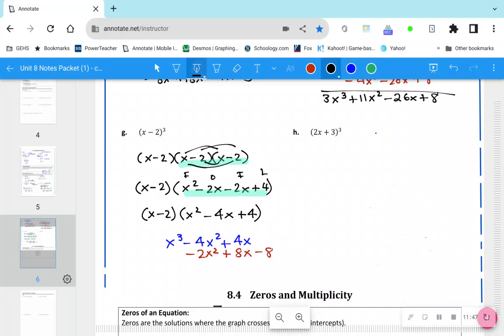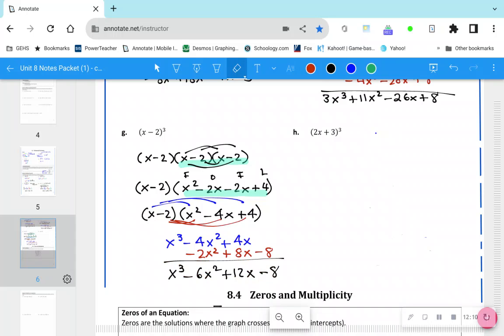Let me color code this so you know where I got everything. First, you take the x times all 3 of those. And then you take the negative 2 times all 3 of those. And I've got it already color-coded. You can see that I lined up my like terms. And the final answer here is when you collect those like terms, you end up with this long expression.